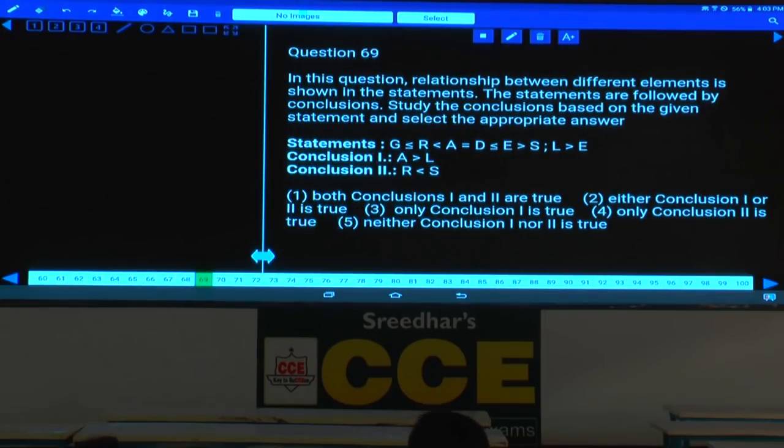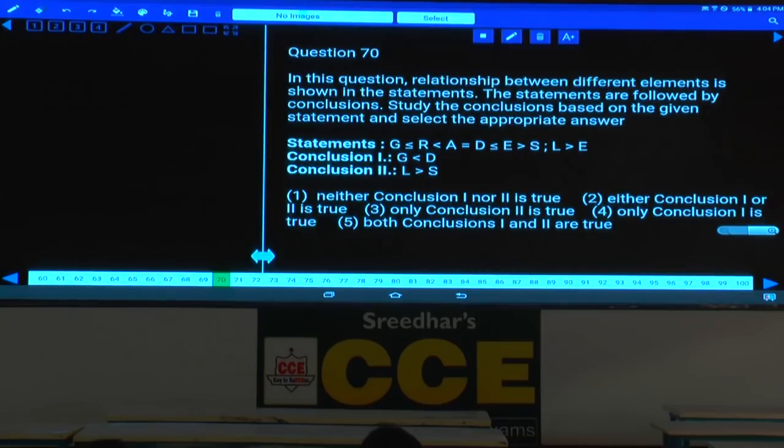Then coming to question number 69. Now the relation between A and L, A is here, L is here, and L greater than E, E is lesser than L. Then check out the relation between A and L, lesser than or equals to lesser than. A lesser than L is definitely true, but whereas here greater than is given, hence it does not follow. Then coming to the second conclusion, R and S. Between R and S there is one lesser than, one greater than, 2 opposite symbols, no relation. Hence neither 1 nor 2, that is given in choice 5, question number 69.